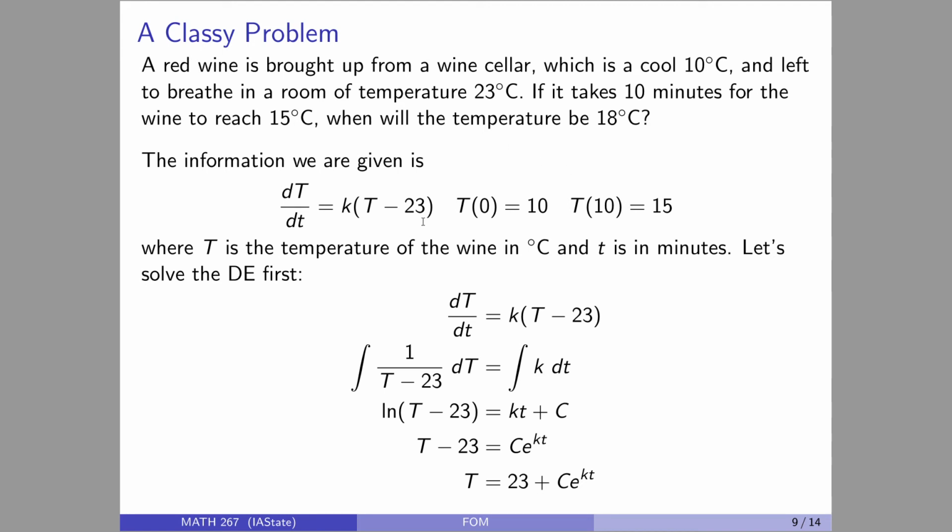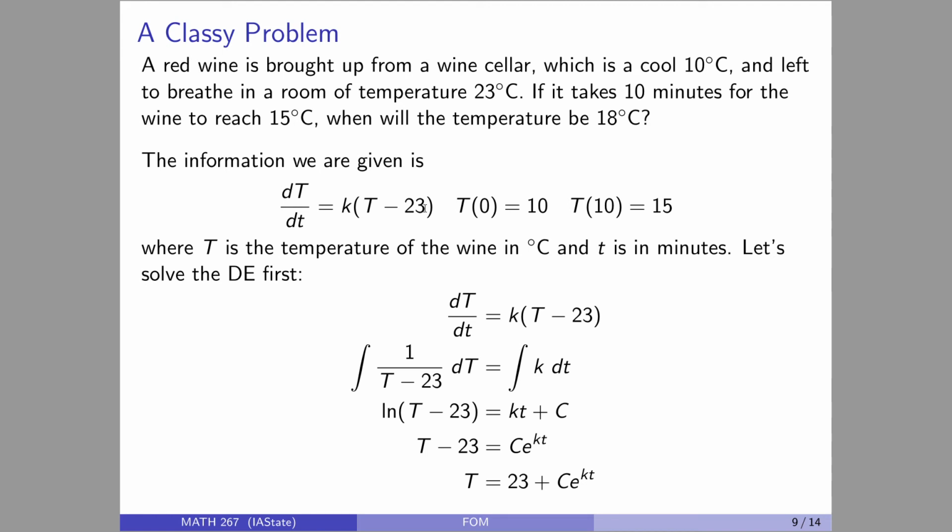It's worth noting that you can make this problem a little spicier if you wanted to. Instead of a constant room temperature of 23, we could do something like a sine, where the temperature oscillates. That would make the problem a lot more complicated. So I'm not going to do that, but it's worth noting you could do it that way.